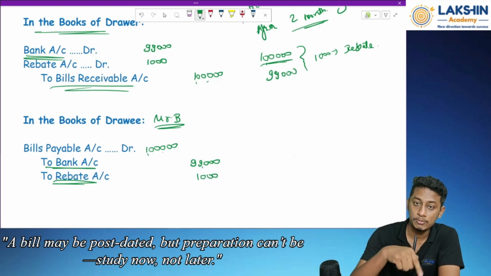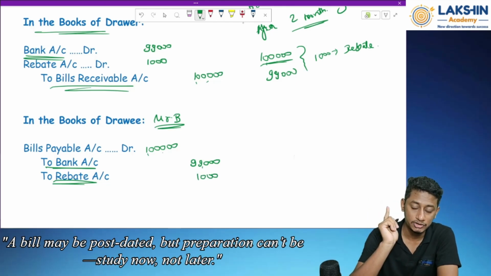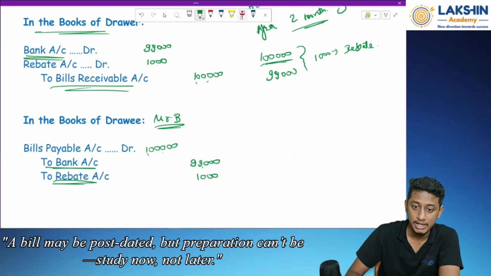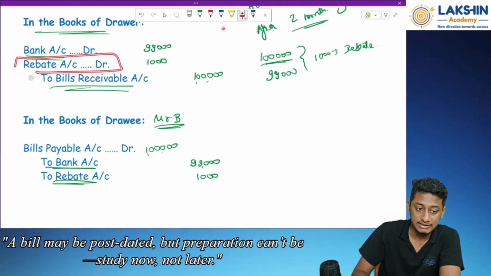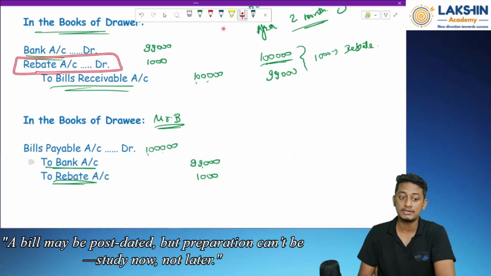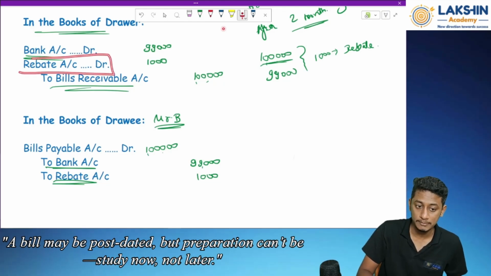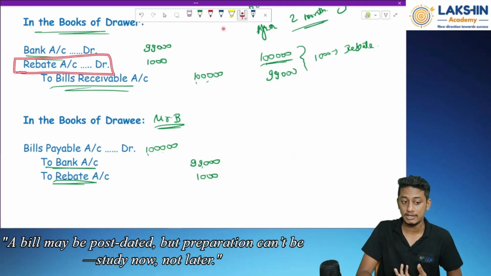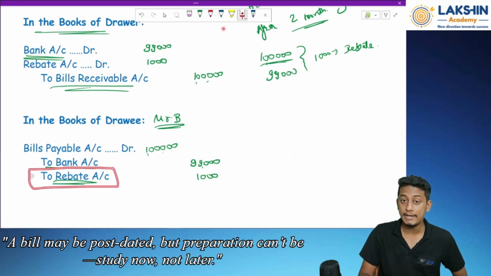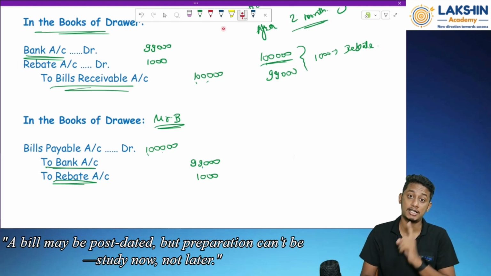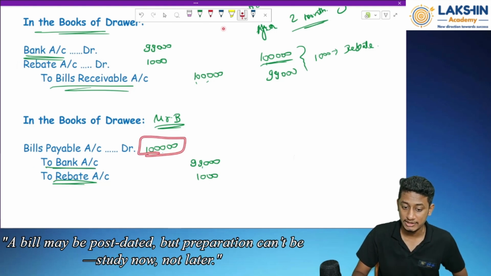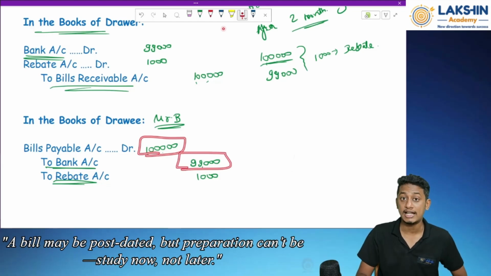Rebate is an income to me, and whenever income increases, I will credit the account, and whenever expense increases, I will debit the account. This is how we pass the rebate account entry. So remember, in the books of drawer, the person who is selling the goods and has the bill receivable, rebate will be an expense. But for the other person who is making the payment, rebate will be an income. Out of 1 lakh rupees, he is making payment of only 99,000 rupees.